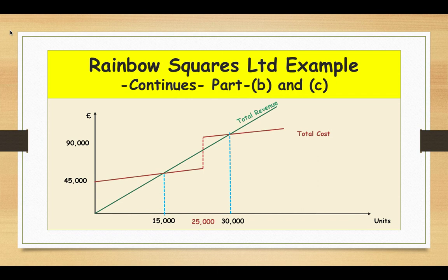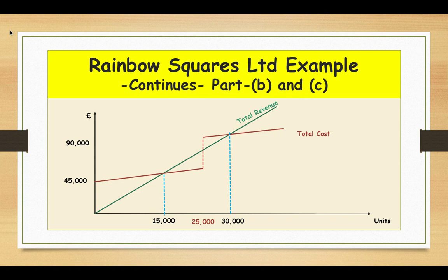So here there are two changes in fixed cost, so we will be having two break-even points. The first break-even point is at 15,000 units. We can calculate it because fixed cost, which is 45,000, divided by the contribution per unit, which is selling price £6.50, take away the variable cost per unit, which is £3.50. So the contribution per unit is £3. So the first break-even point is 15,000 units.